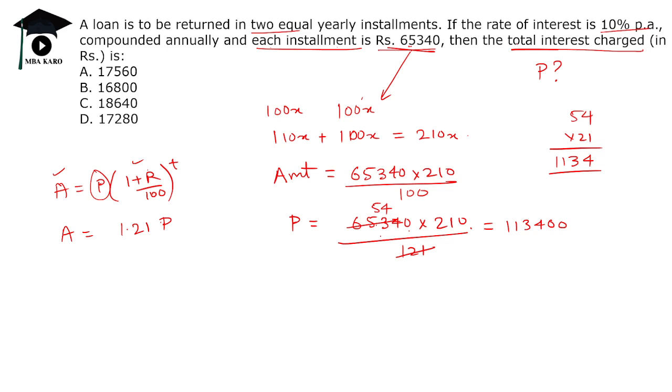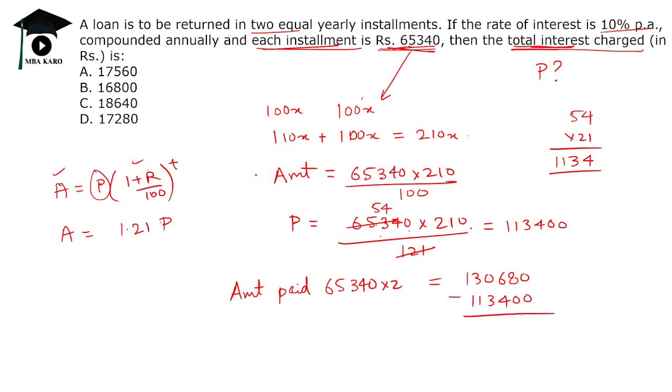Now we need to find the total interest here. Okay, how much did he pay? He paid two equal installments of this. So what is the total amount paid? Amount paid is not this, because this was if you pay at the end. Amount paid was basically 65,340 into 2, which becomes 13680. Okay, and the principal was this. So the interest paid is 17280. So that is our answer. A tough question, because you need to think of a lot of factors. So this is how we solve it to get the answer.